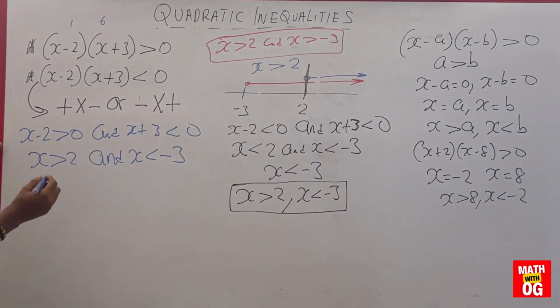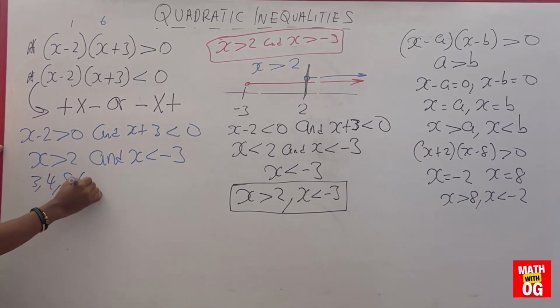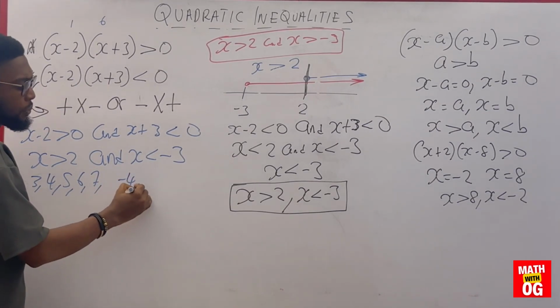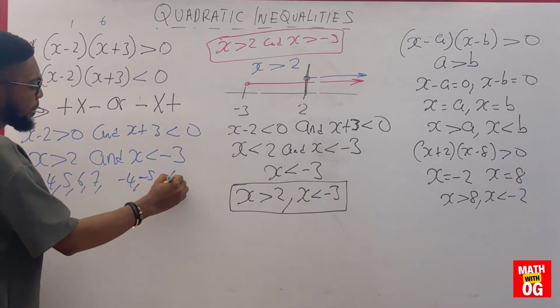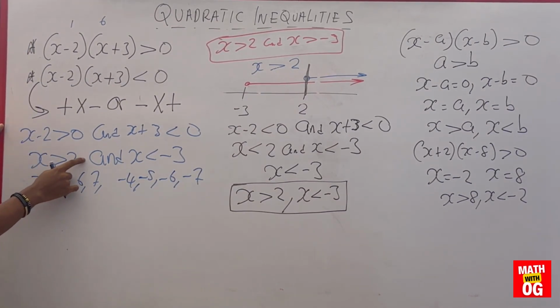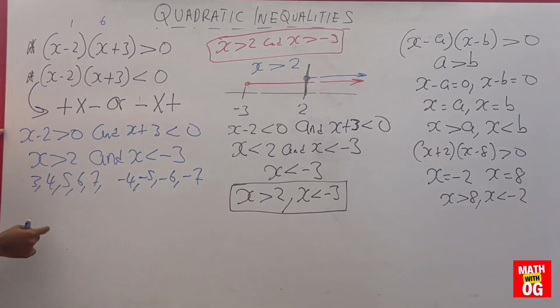So if I pick some values now, greater than 2, they are what? 3, 4, 5, 6, 7. Pick values less than minus 3. You have minus 4, you have minus 5, minus 6, minus 7. You see that when I list all the values greater than 2, there is no point that those values greater than 2 will also be less than minus 3.